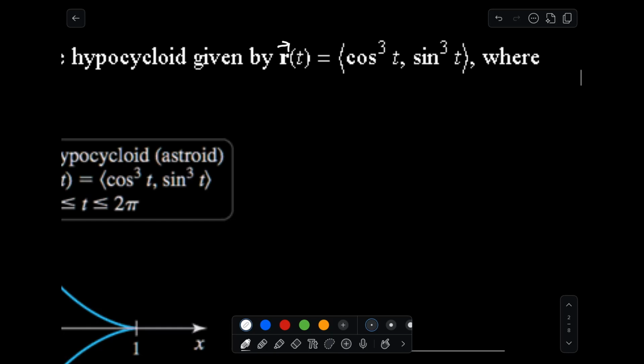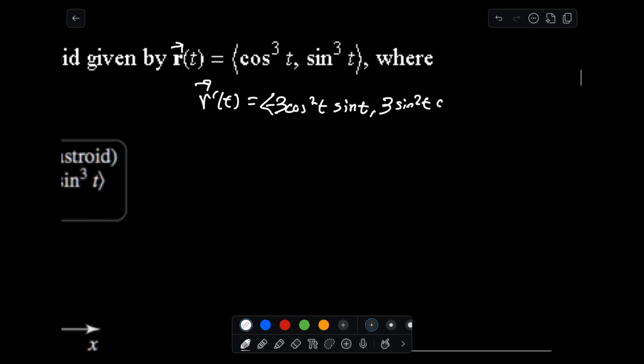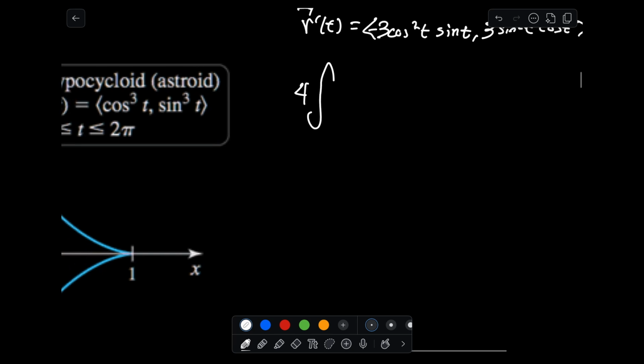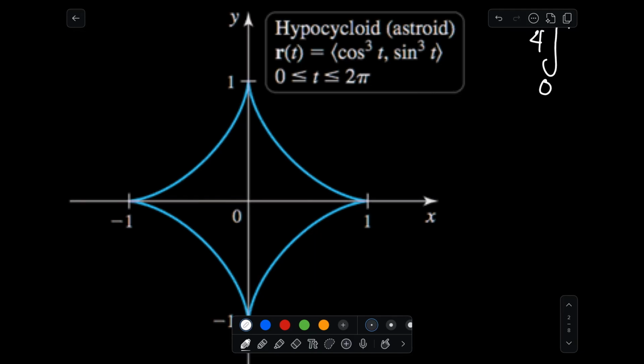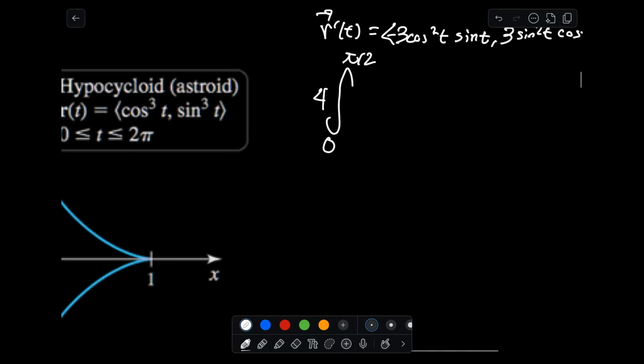Go right ahead. Okay, so r prime of t, just jump right into it. Chain rule, so it's going to be 3 cosine squared t sine t with a negative at the end, comma, 3 sine squared t cosine t from 0 to 2 pi. What I'm going to do is 4 times 0 to pi over 2, because just by looking at this shape, these are all the same. Why even bother going from 0 to 2 pi when we can just save ourselves some time?